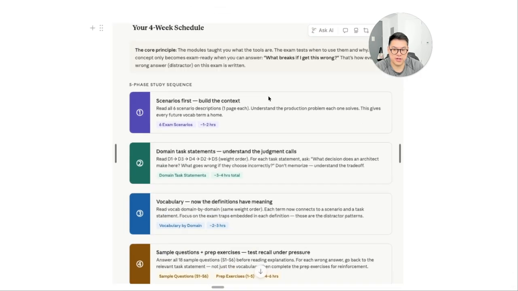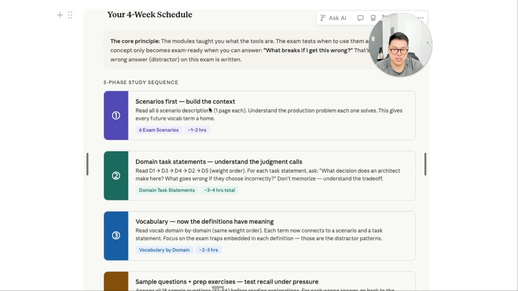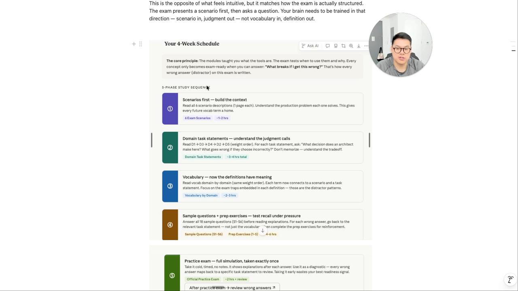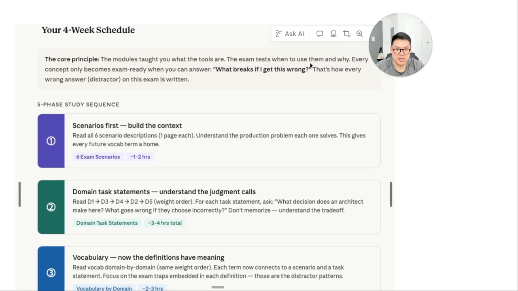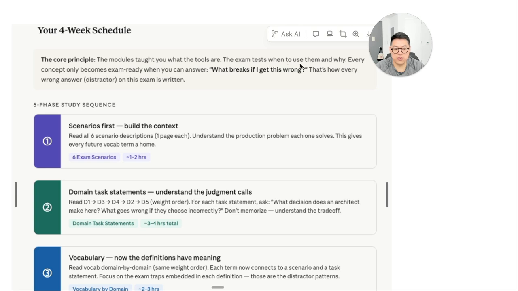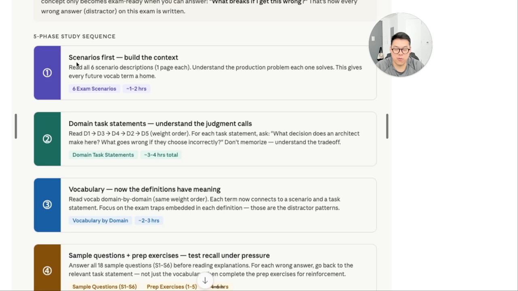So in our study phase, we're going to read all of this. I've been working with my Claw tutor. The core principles: the modules taught you what the tools are, but the exam tests when to use them and why. Every concept only becomes exam ready when you can answer what breaks if I get this wrong. That's how every wrong answer distractor on this exam is written. So the first thing is understanding what these scenarios are and building the context. We're going to read all 6 scenario descriptions, one page each, and understand the production problem each one solves. This gives every future vocabulary term a home.